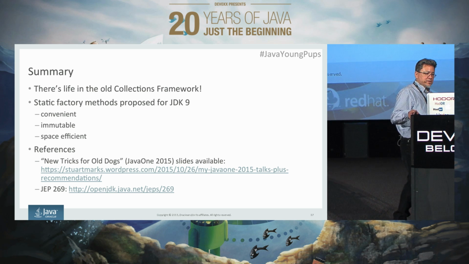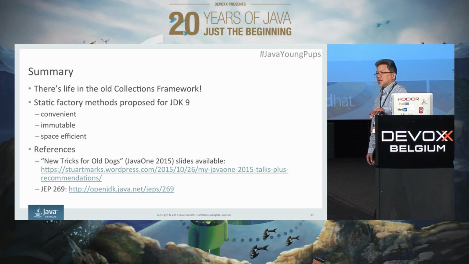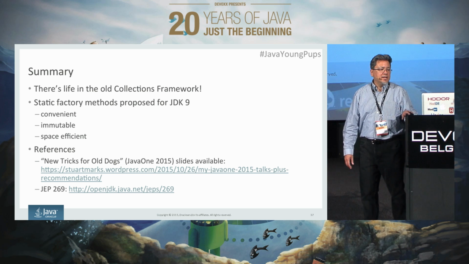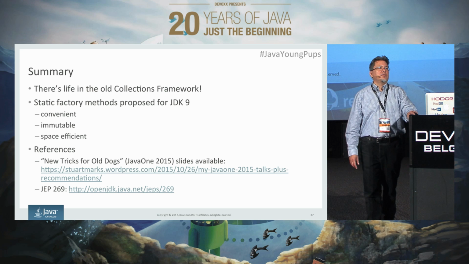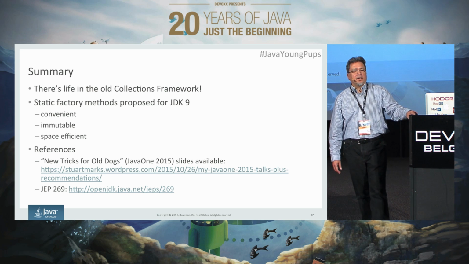I have a couple references here. The slides for my JavaOne talk a couple weeks ago are available at that link. And then JEP 269, which is the JDK Enhancement Proposal, is also available at that link.